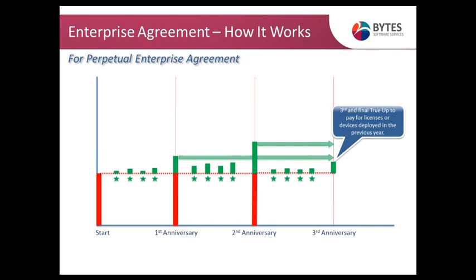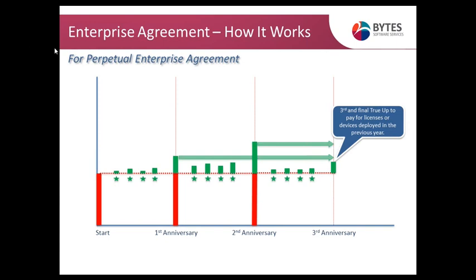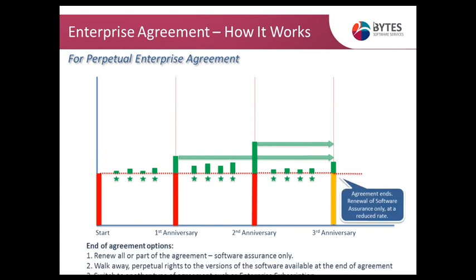At this point, you have a choice. You could just let the agreement end at that point. You've paid for all the licenses that you selected initially, and you've paid for all the licenses and the devices that you've deployed during the entire term of the agreement. What you could do, though, is you could just renew the agreement.